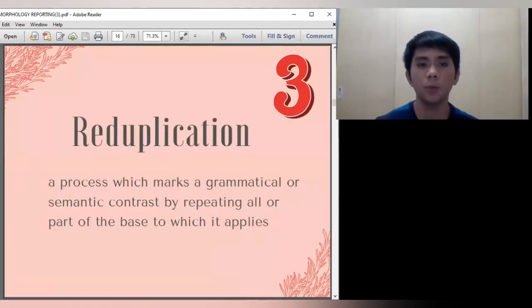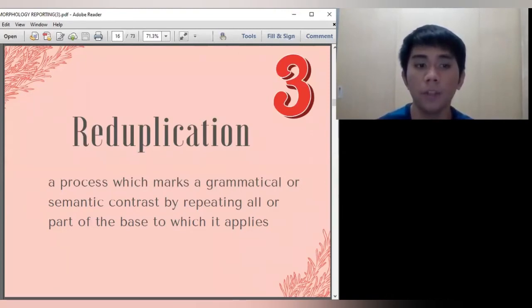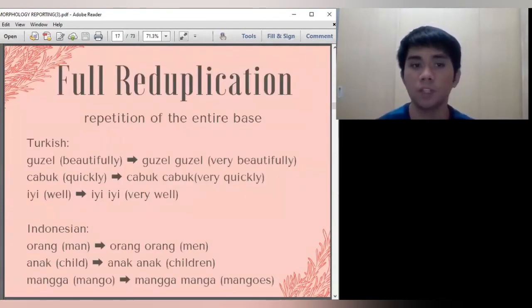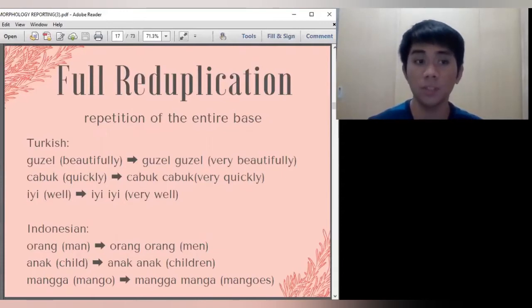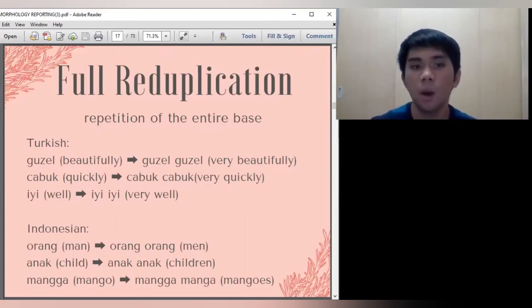Now let's proceed to reduplication. It's a process which marks a grammatical or semantic contrast by repeating all or part of the base to which it applies. So we have first the full reduplication. What we do here is we just repeat the entire base of the word. We have Turkish examples, güzel, which means beautifully. But if you repeat the base, güzel güzel, we now have a new definition, very beautifully. Kabuk, quickly, and kabuk kabuk, very quickly.